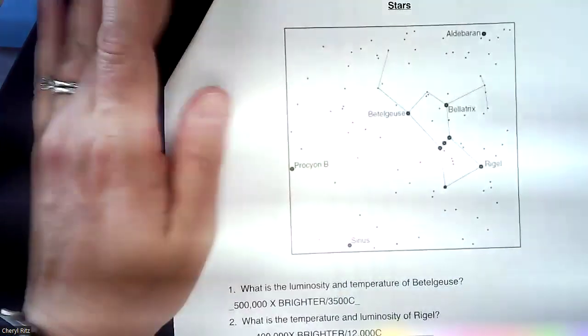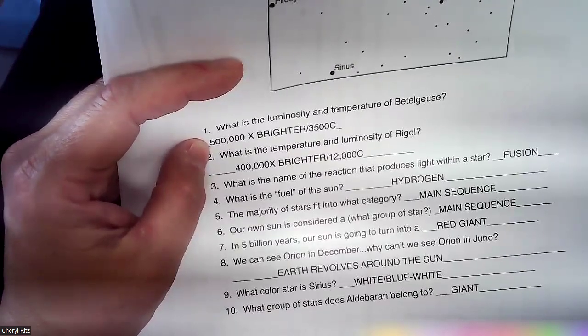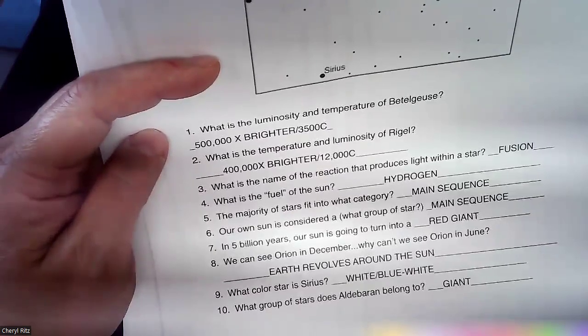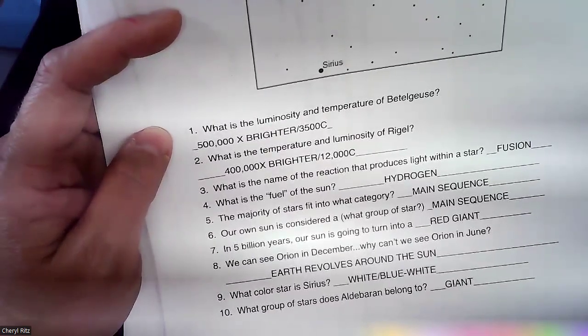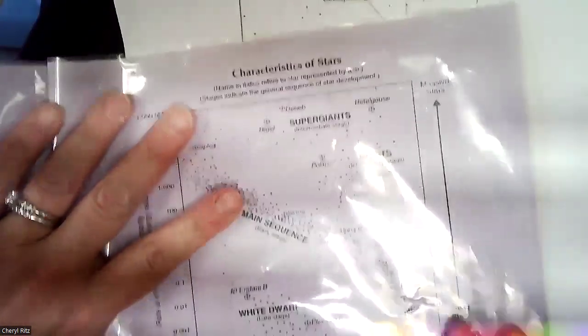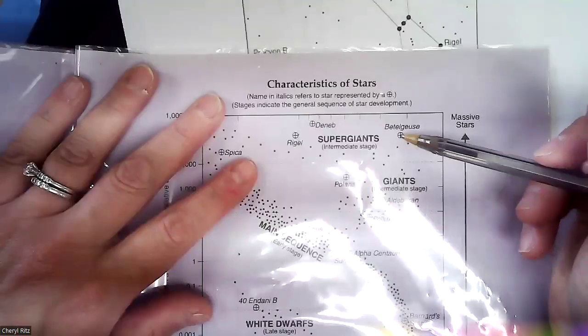What is the luminosity and temperature of Betelgeuse? It is about 500,000 times brighter than our sun, and it's about 3,500 degrees Celsius. No, I don't agree. I looked at the reference table, which is in Kelvin. Oh, yep, sorry. Kelvin, that was a typo. I still had 3,000 Kelvin.